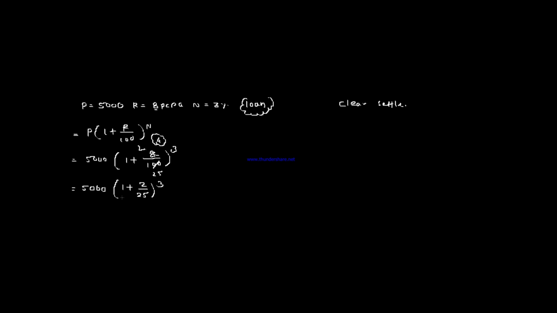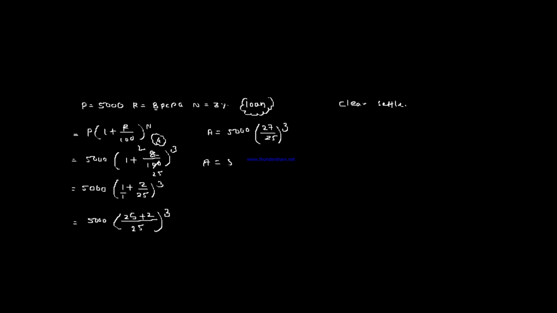But if you are getting confused about how to do the cross multiplication, you can assume a denominator 1 beneath the 1. And now let's do the cross multiplication. 25 ones are 25, plus 2 ones are 2. It gives the answer 27 upon 25, the whole cube.